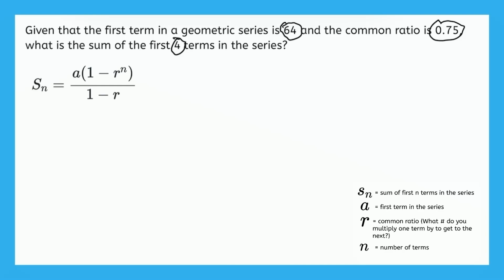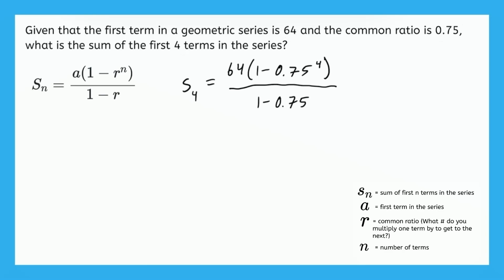So first things first, let's set up our equation with each of those variables replaced by a number. So, like I said, our a is 64, our r is 0.75 on the numerator and the denominator, and our n, in this case, is 4, the number of terms. Now, a pretty easy way to do this would be to put this entire numerator in your calculator and then write what you get after you press equals.